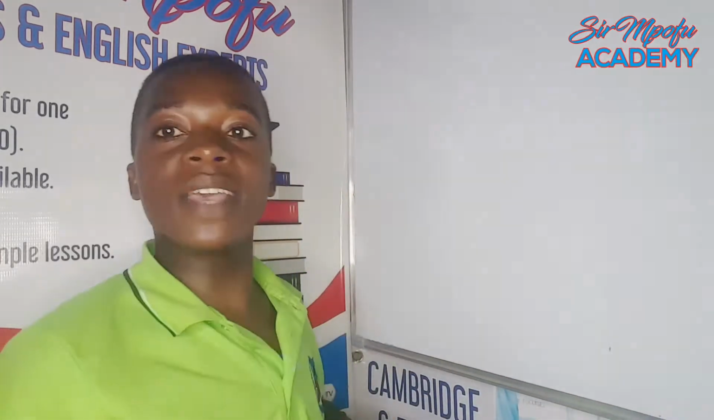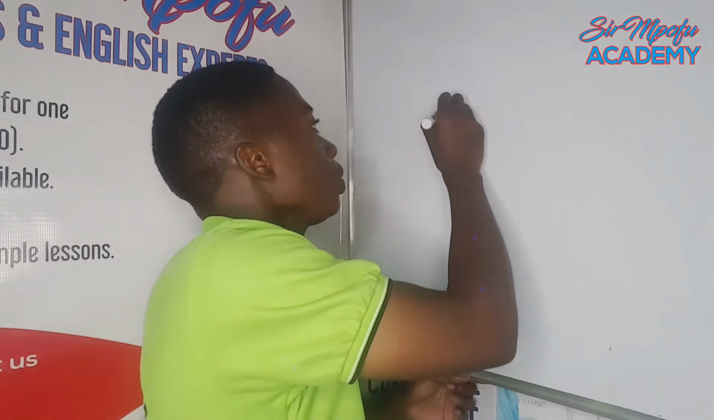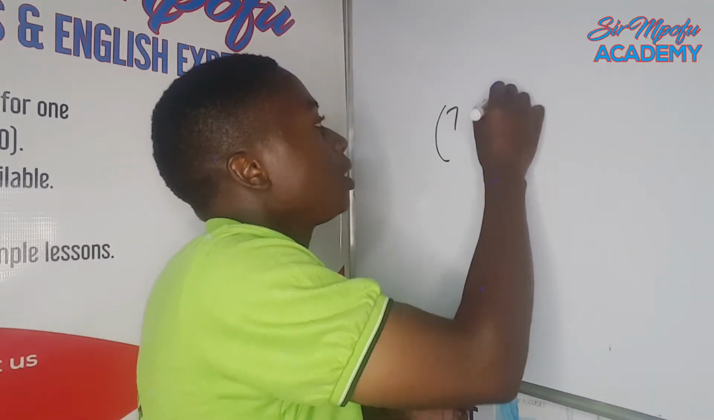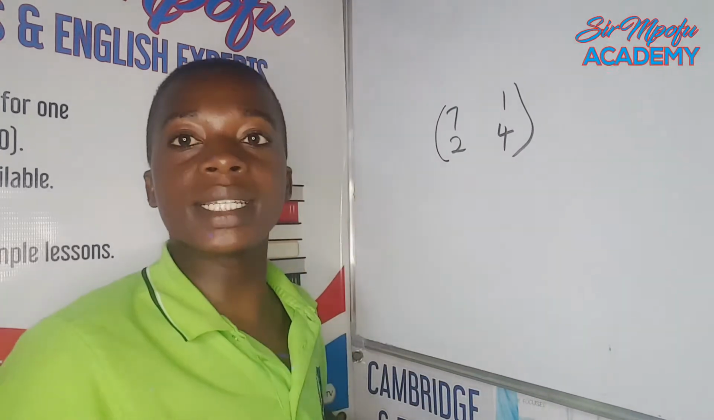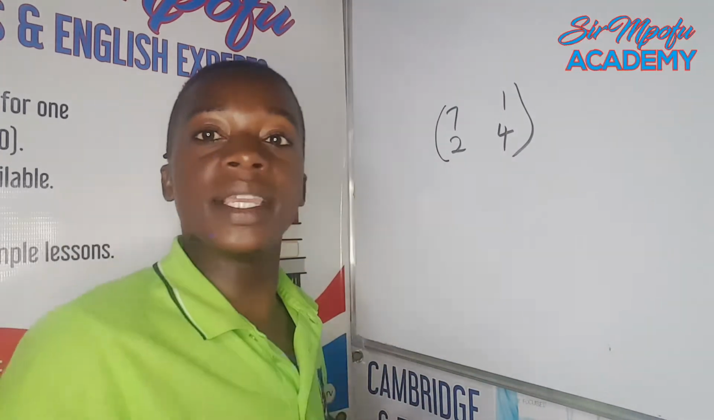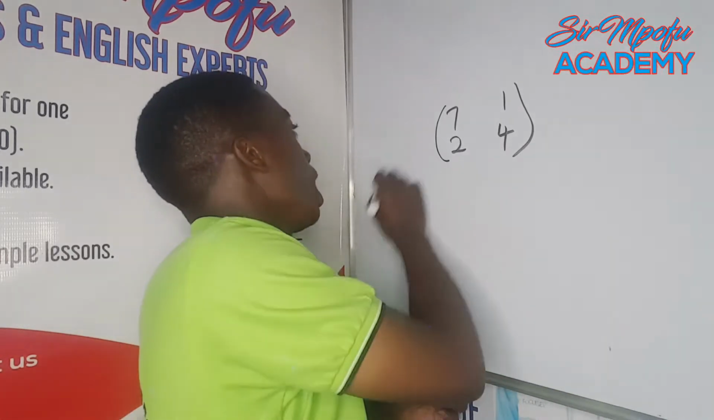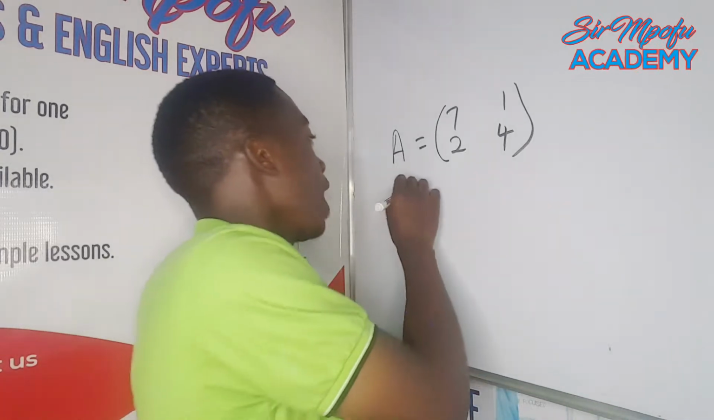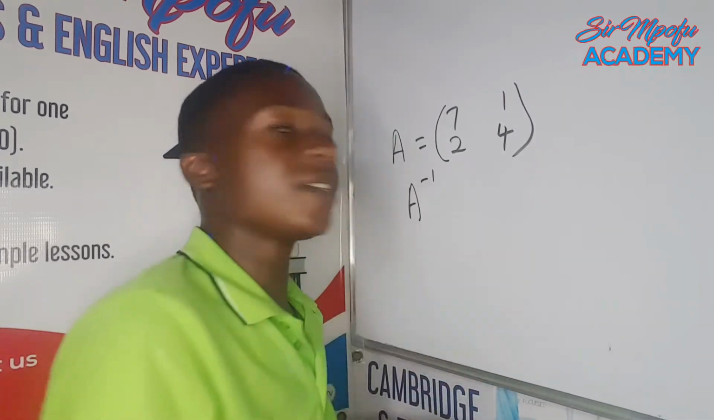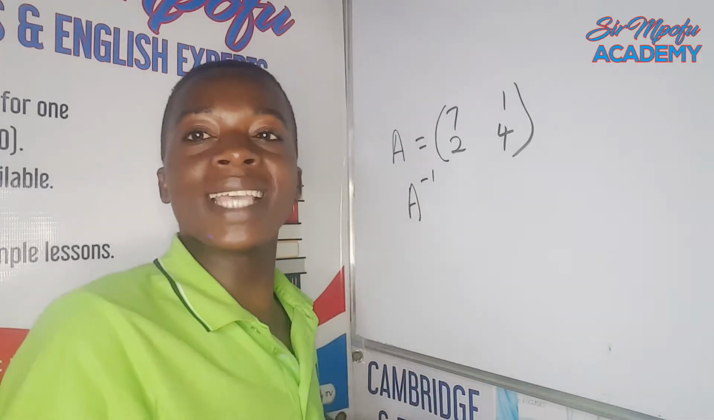Okay, let us do a practical example so that you understand how to do this. Now, let's say you are given a matrix like this: 7, 1, 2 and 4. How do you get the inverse? It can be said to be matrix A equals this. And remember, if you are asked to find A to the power negative 1, it means find the inverse of matrix A.